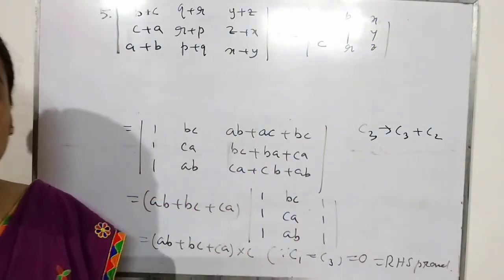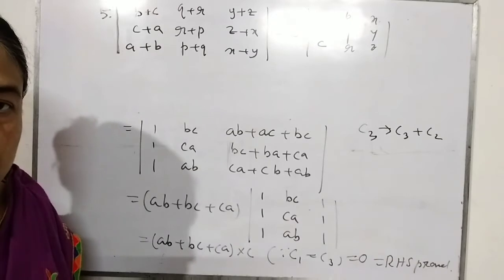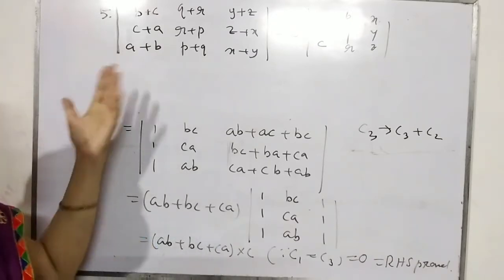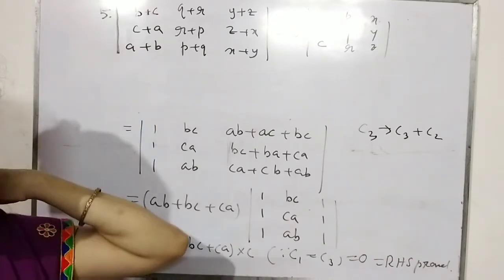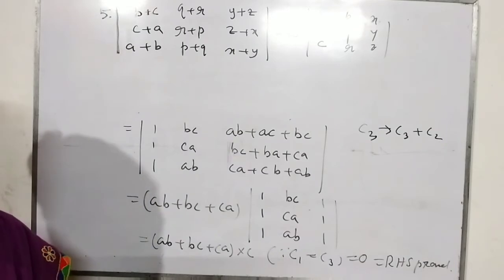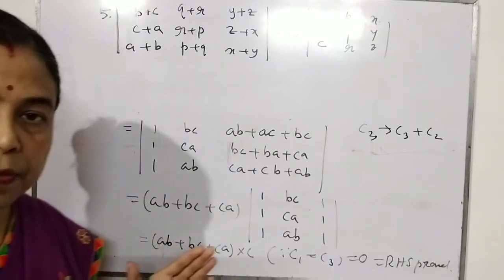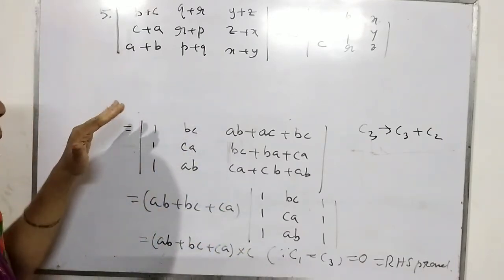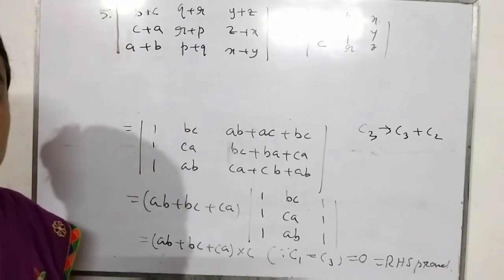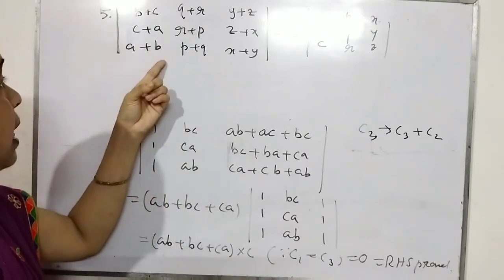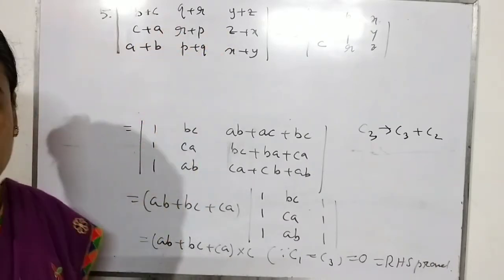So see properly the question. Generally the left hand side is more complicated than the right hand side, so from the left hand side we will proceed. If you proceed from the left hand side, see properly, everywhere the results are cyclic: A, B, C, P, Q, R and X, Y, Z.